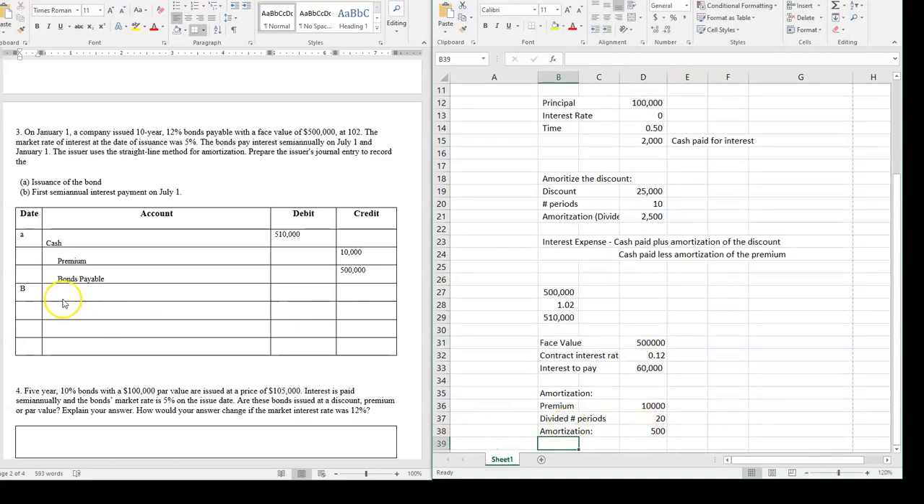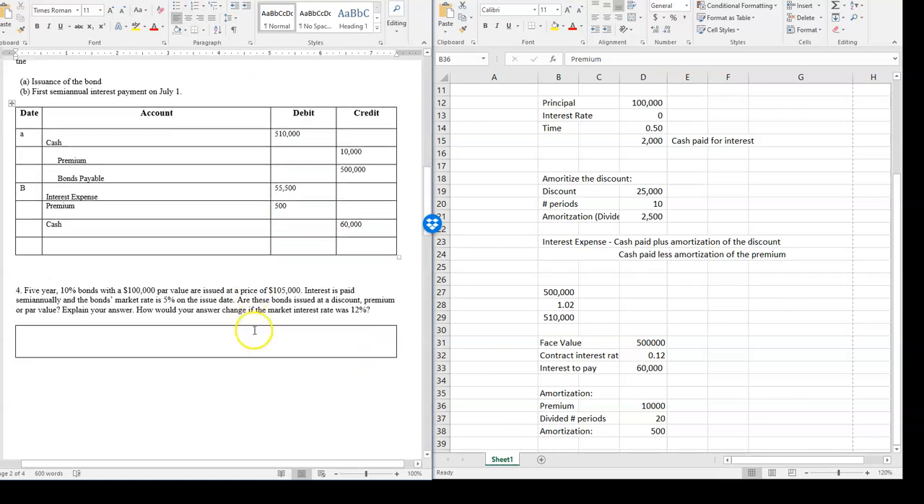All right, so let's put it in. I start with cash because cash is the easiest. I'm going to pay them cash of $60,000. I'm going to amortize my premium of $500. Premium has a normal credit balance, so when I amortize it, I will be debiting it, $500. And then back up here to this rule, interest expense is cash paid less amortization of the premium. $60,000 minus the amortization of the premium will be $55,500. And that's going to be called interest expense.